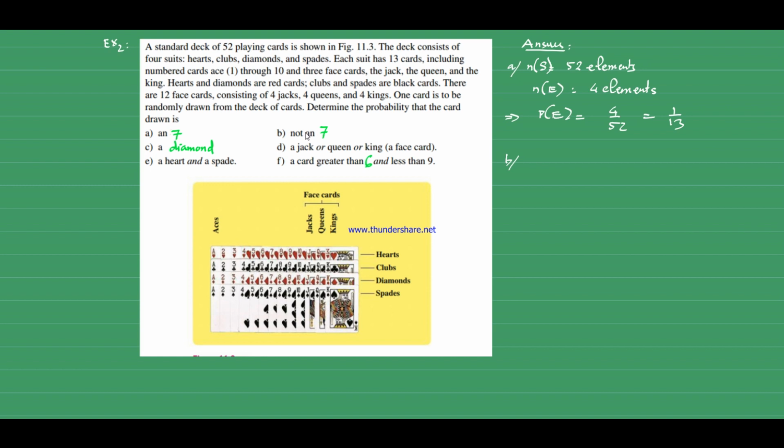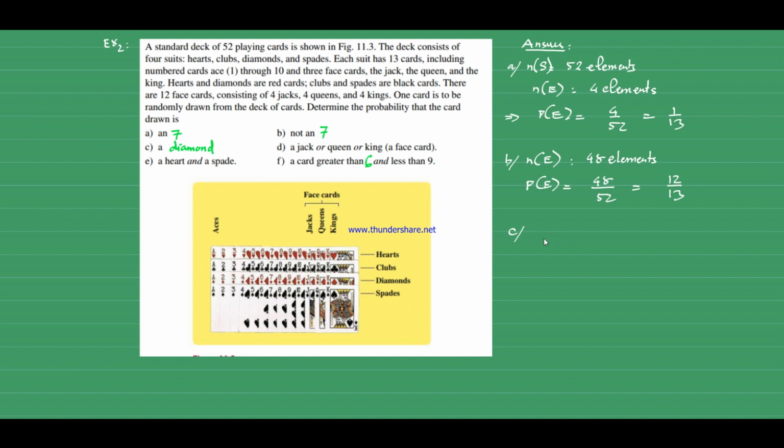B. Now not a 7. So let's see how many elements in the event set over here. Not 7. So we have 52 and we subtract 4, so we have 48. So there are 48 elements that are not 7. So we have probability here will be 48 over 52, which is 12 over 13. And you see that all the probabilities at this moment are less than 1. Okay, theoretically it's always less than or equal to 1.